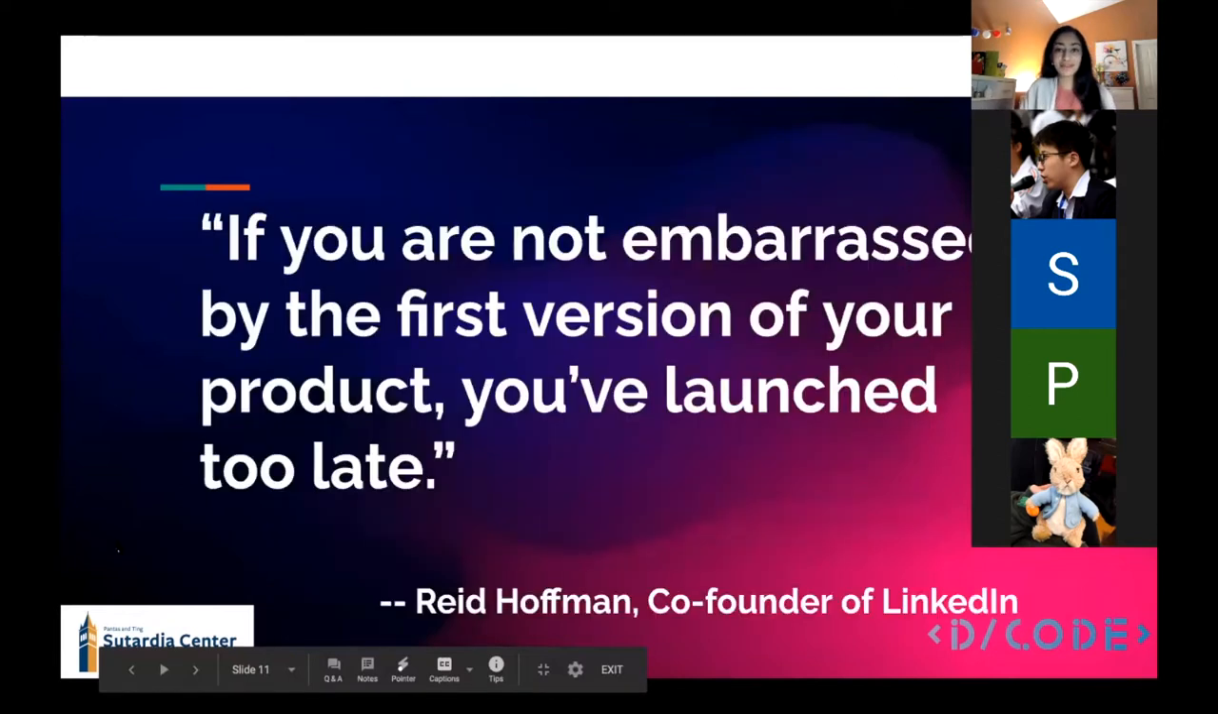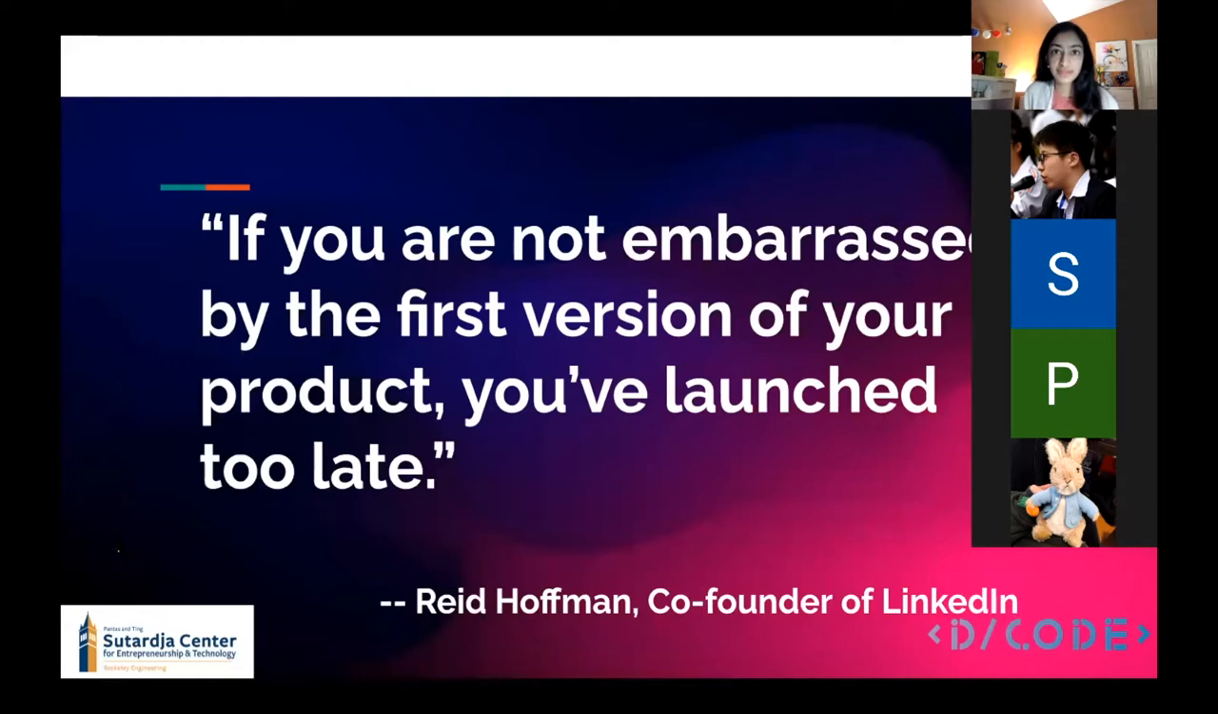And one of my favorite quotes from the co-founder of LinkedIn is, if you're not embarrassed by the first version of your product, you've launched too late. So it's very important to just get the basic functionality going and then immediately go to the customer and get your feedback and then make changes.